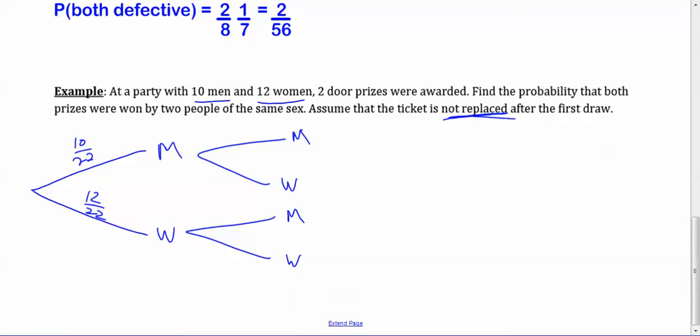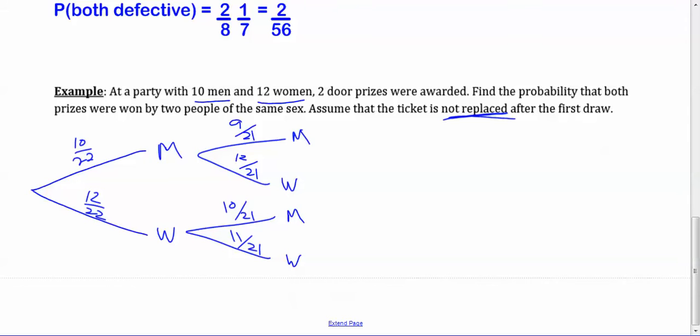If the first winner was a man, there are now 9 men left. So it's going to be 9 out of 21 and 12 out of 21. If a woman won the first time, there's now 11 women left. There's still 10 men, but now there's 11 women left. So 10 out of 21 and 11 out of 21.